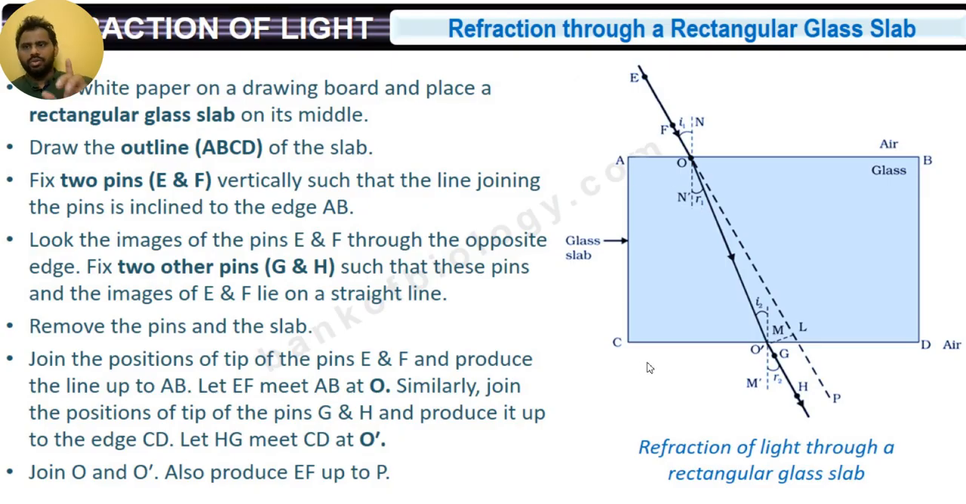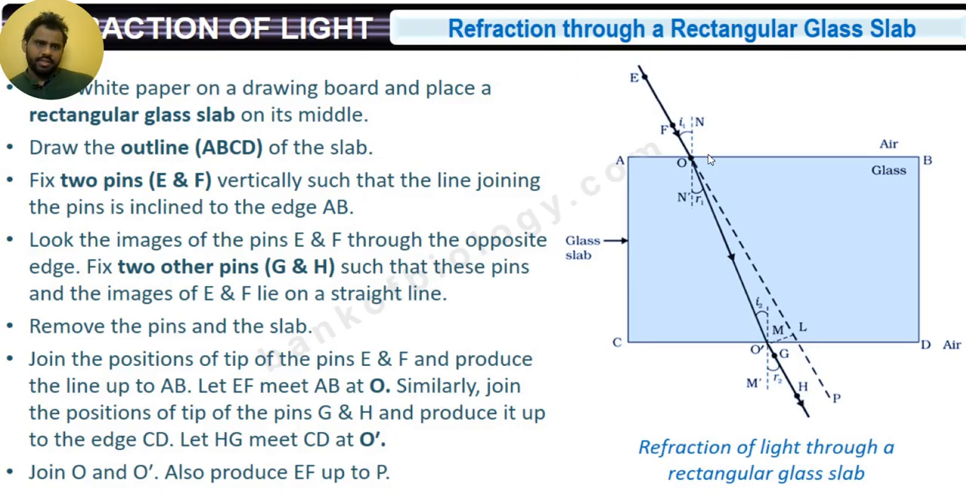This experiment is also done in colleges and schools to demonstrate the refraction of light. See what happens here. Take a white paper on a drawing board, place a rectangular glass slab in its middle, and draw the outline ABCD of the slab. Fix two pins E and F vertically such that the line joining the pins is inclined to the edge AB. Look at the images of the pins through the opposite edge and fix two other pins. Remove the pins and slab, join the positions of the tips of the pins, and produce a line.